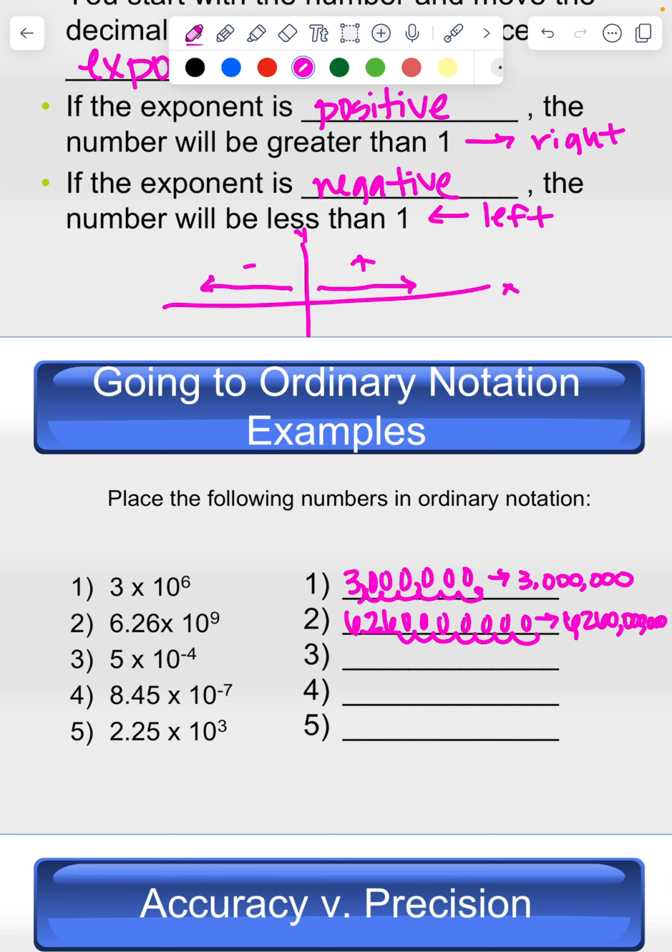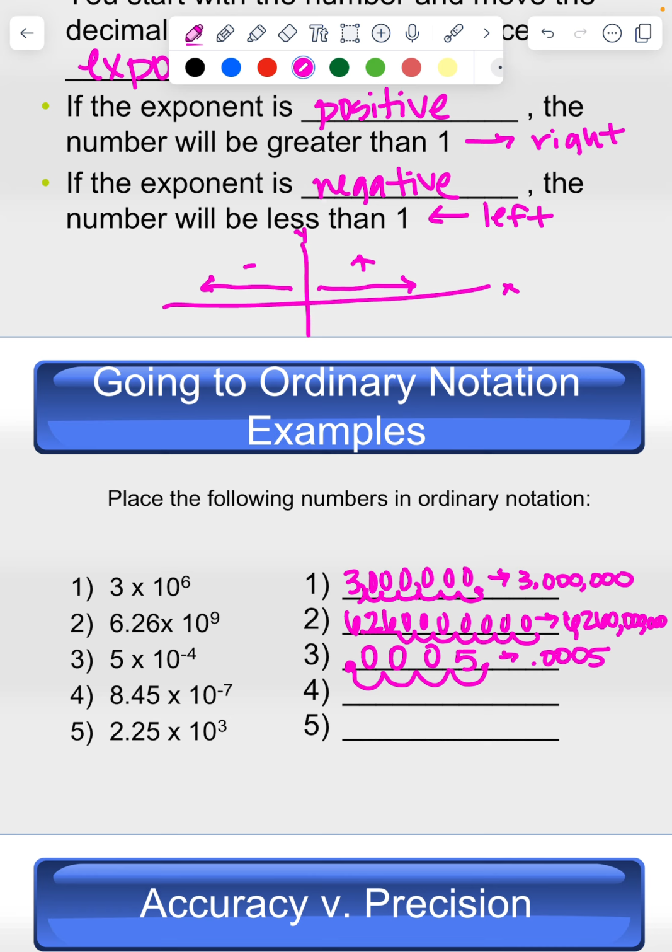Now for number 3, that exponent is negative, so we have to move that decimal place to the left. We start with it to the right of the 5. We're going to move it over 4 places. So that's 1, 2, 3, 4. We put in zeros, so it's going to be 0.0005.